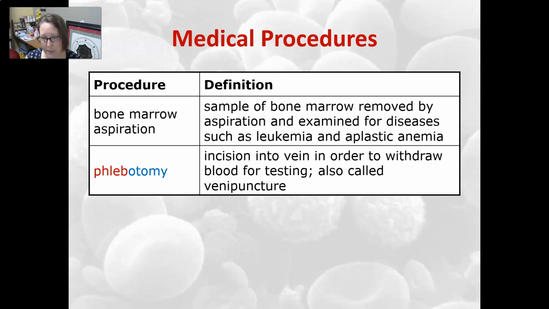And then phlebotomy is an incision into a vein with a needle. It's a puncture into a vein with a needle to withdraw blood for testing. It's also called venipuncture. And so that's what we do to get blood samples.